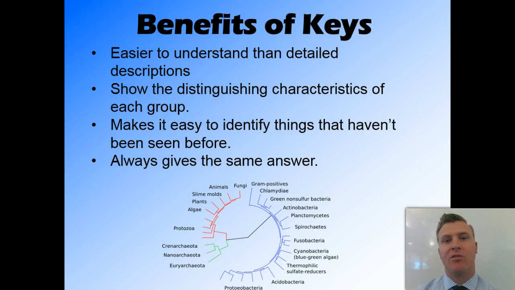They make it easier for us to identify things that we haven't seen before. So if we've come across something that we haven't seen before, we can use the key to actually work out whether it's similar to something that we have seen before and possibly related to that. And it always gives us the same answer. So a good key should be simple enough that anybody can follow it, and it always gives us the same answer.